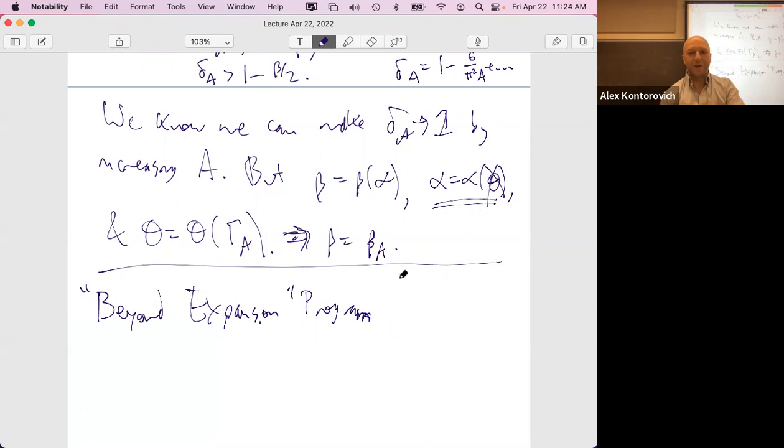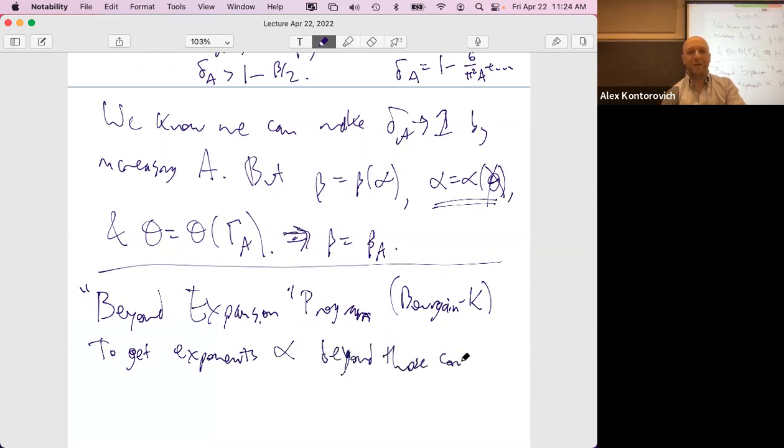So the Beyond Expansion Program, again, it's with Bourgain, is to get exponents of distribution, exponents alpha, that are better than those coming from expansion.